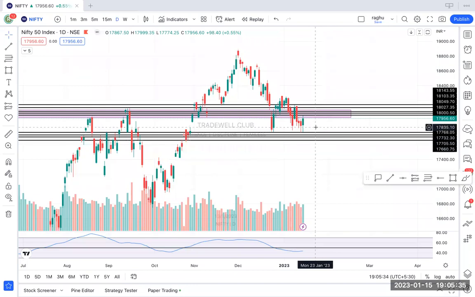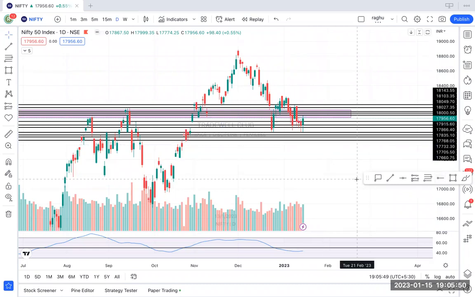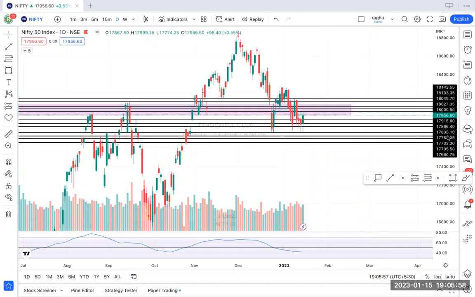In between, I can see first support is here, second support is here, third there is no particular support, maybe a small support here. So these are the range for our week. What exactly you are seeing here is 17,660 to 18,143. So either side we can see a market momentum next week.